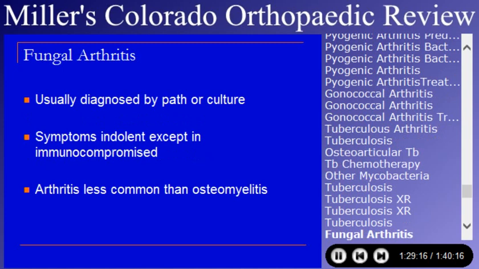Fungal arthritis is relatively rare. There are some areas of the country, for those of you who are in them, you know, that are in various fungal belts. It's usually diagnosed by pathology or culture. If you're in a fungal belt, your pathologist will probably be smart enough to stain for the organisms. But if you're not and you're seeing funny looking granulomas, you need to ask them to do that.